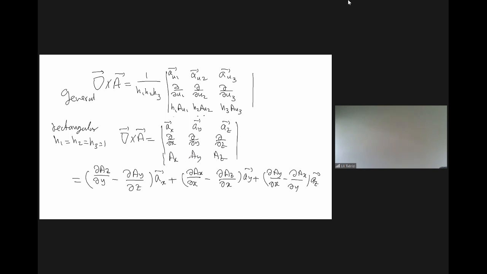Okay, now let's go to case number 2, cylindrical. In cylindrical, H1 equals H3 equals 1, and H2 is equal to rho. So what is curl A in cylindrical? Again, you form the matrix with 1 over rho outside. Then you have the determinant with the directional vectors a_rho, a_phi, a_z.